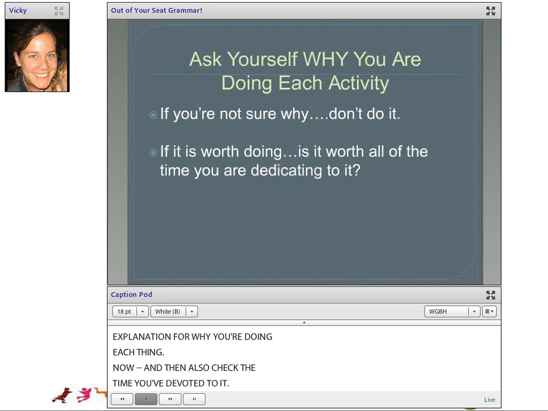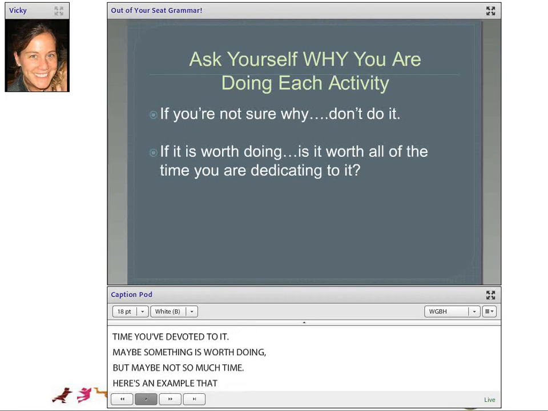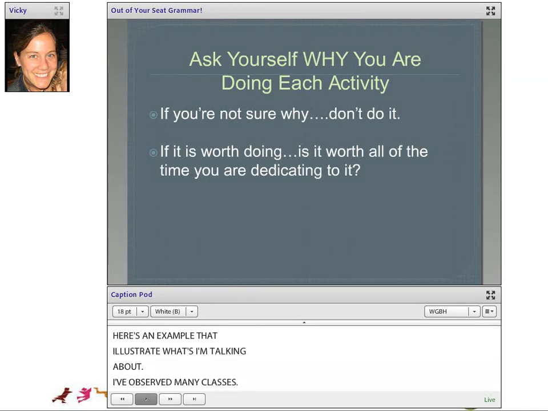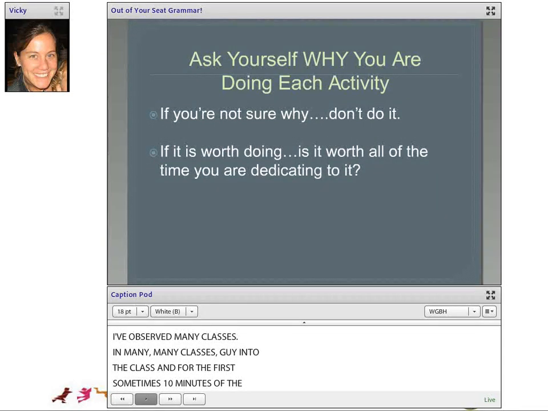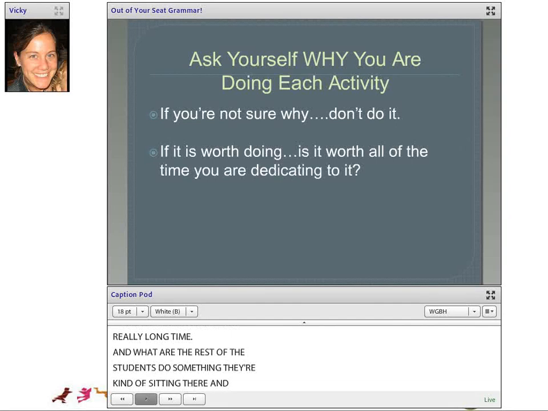Here's an example that I think illustrates what I'm talking about here. I've observed many classes, and in many classes, I go into the class, and for the first, sometimes 10 minutes of the class, the teacher is having one student come up and write the day and the date on the board. And sometimes in certain classes at certain levels, this can take a really long time. And what are the rest of the students doing? Well, they're just kind of sitting there waiting and potentially getting bored. And there's nothing more dangerous than a room full of people who are potentially getting bored.